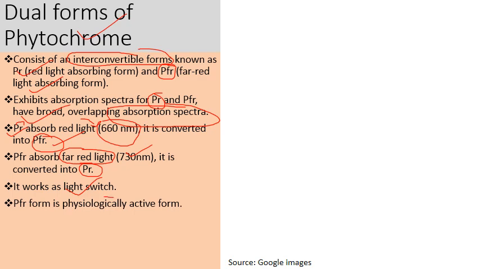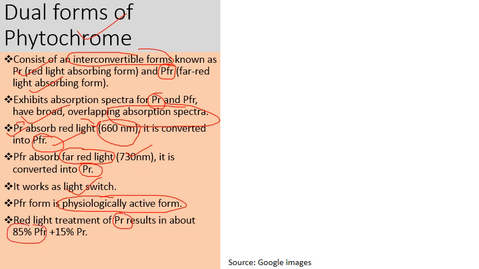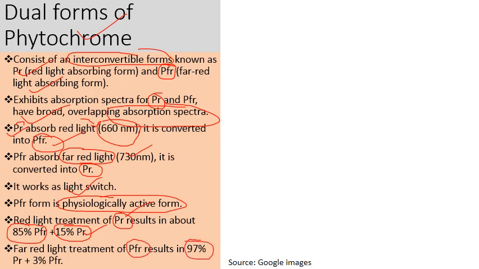PFR form is the physiologically active form that we have already discussed. Red light treatment of PR results in about 85% PFR form formation and 15% PR form. When we treat this PR form with red light, it is converted into 85% PFR and 15% PR form. While far red light treatment of PFR results in formation of 97% PR form and 3% PFR form.